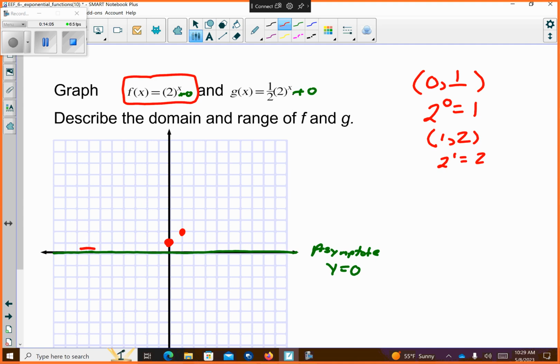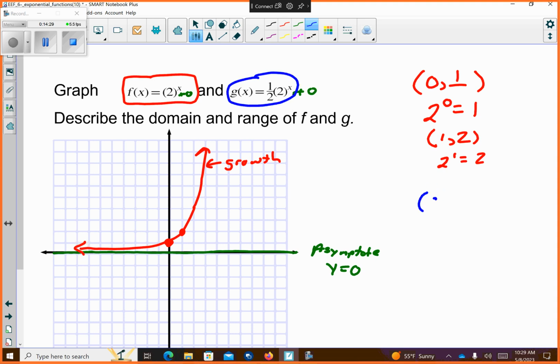Friends, is this growth or is it decay? Is it as I go right, going away from the asymptote or coming towards it? This is growth. Because as I'm going right, it's going away. Okay? Now let's try the other one. We'll do it in blue.